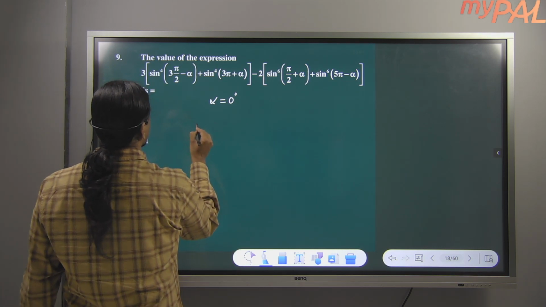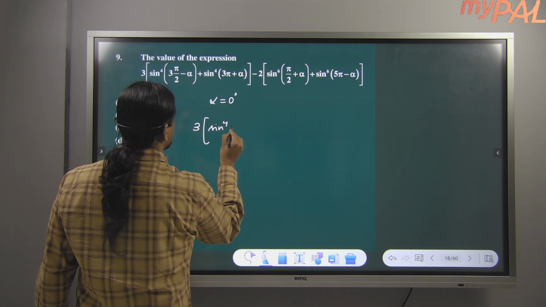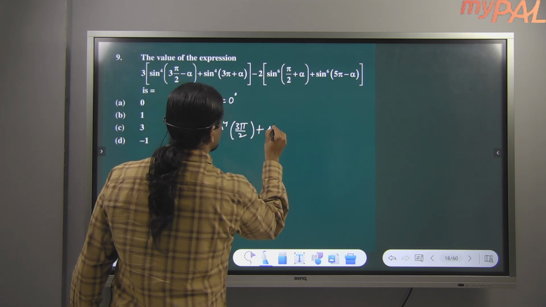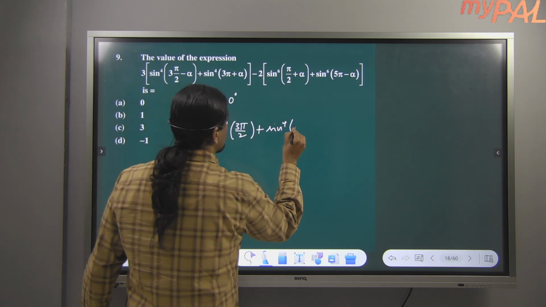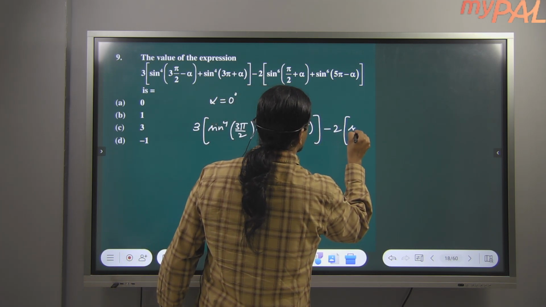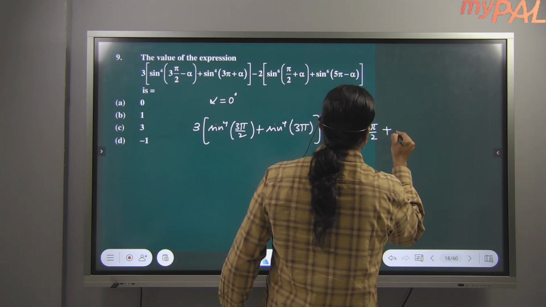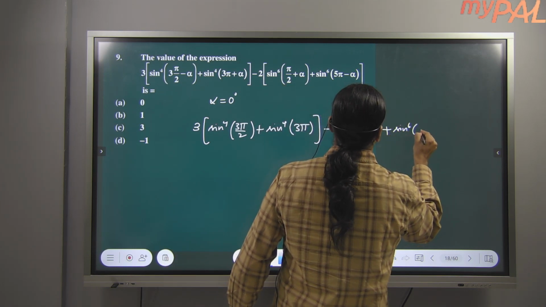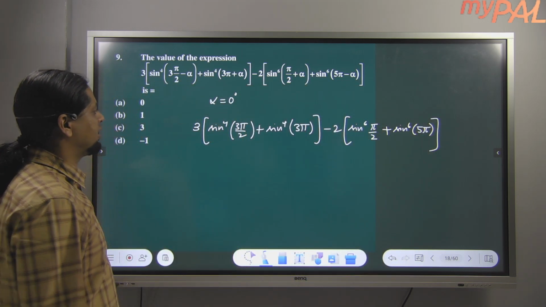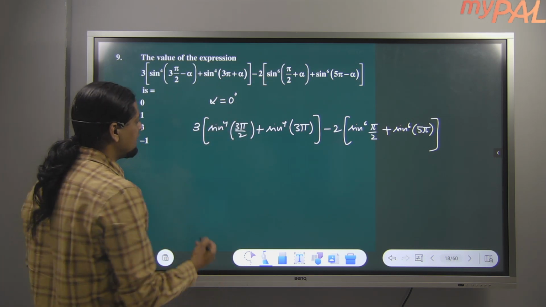Again, it will become 3 into sine to the power of 4, 3 pi by 2 minus 0, that is, just 3 pi by 2, plus sine to the power of 4, 3 pi plus 0, that is just 3 pi. Same way go to the next expression. Sine to the power of 6, pi by 2 plus alpha, that is only pi by 2. Lastly, sine to the power of 6, 5 pi minus alpha, that is only 5 pi, because I have taken alpha to be 0 degrees, because for any value of alpha the expression should hold good. Correct? So what happens now?